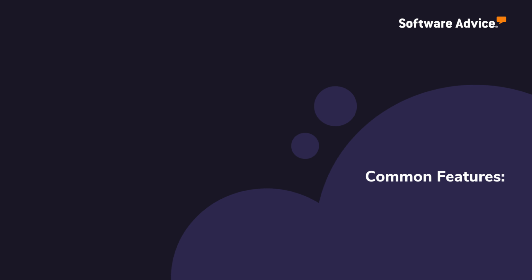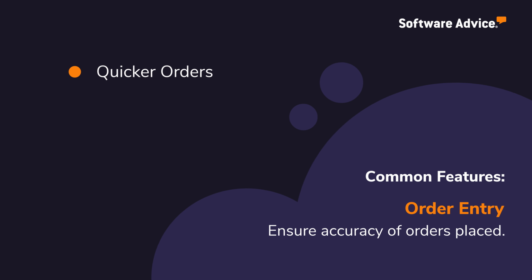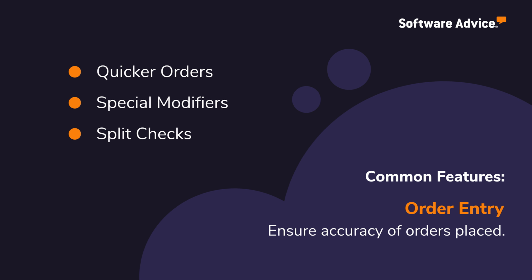Common features of restaurant POS software include order entry, designed to ensure accuracy of food and beverage orders, with orders instantly sent to the bar or kitchen to save time, special modifiers to add costs for extra items, and the ability to split checks for guests.